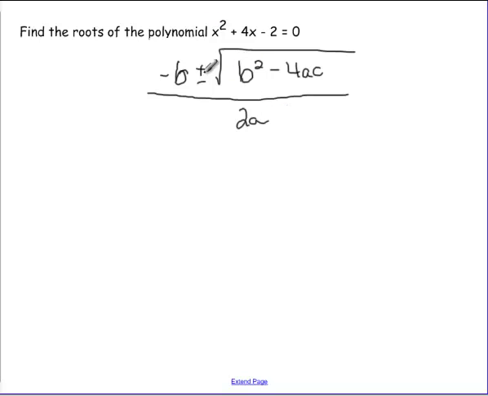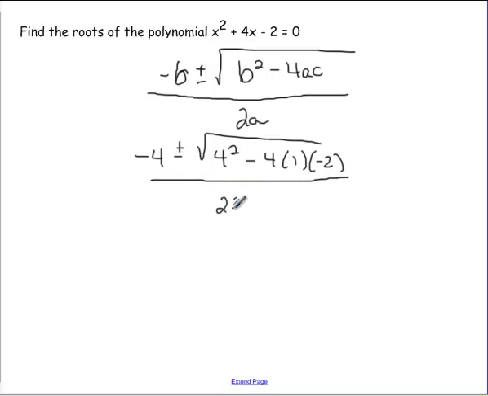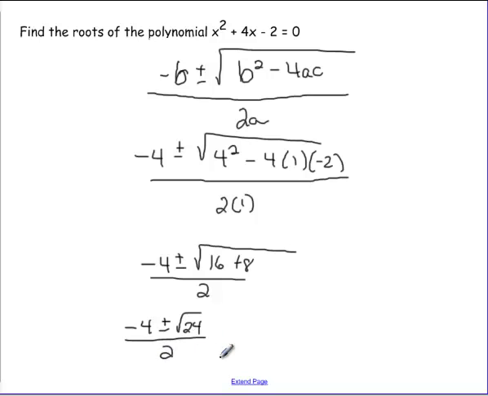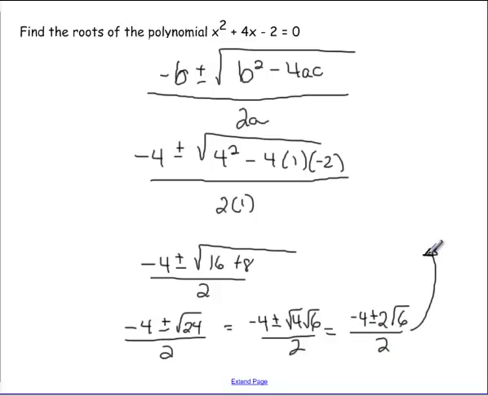Okay, so I take the opposite of b, plus or minus the square root of b squared minus 4 times a times c, all over 2a. Clean it up. Negative 4 plus or minus the square root of 16 plus 8. That's negative 4 plus or minus the square root of 24, which breaks down to the square root of 4 times the square root of 6. That gets me negative 4 plus or minus 2 radical 6 all over 2. And that gets me to my final answer, which is negative 2 plus or minus the square root of 6.